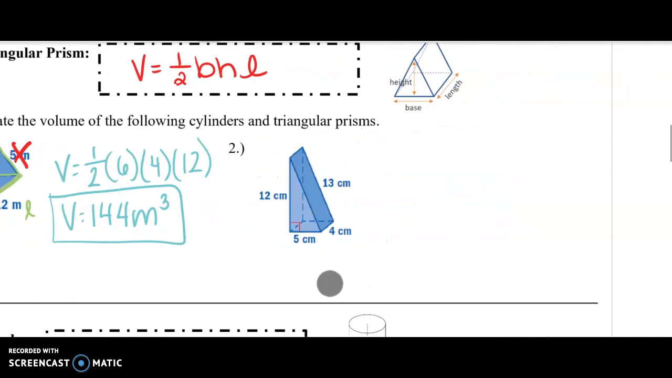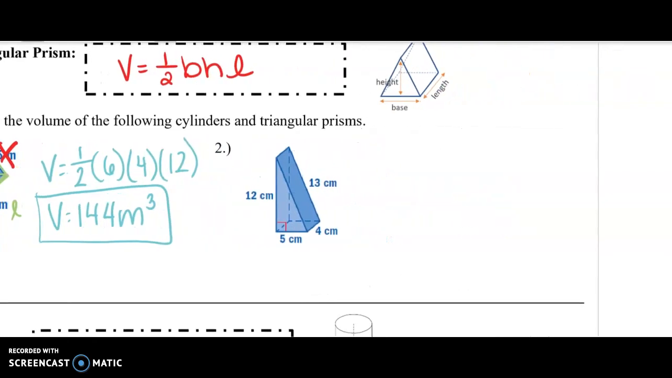So let's look here at number 2. Okay, so your first triangle is this piece right here. Your back one is that one there. So your base is the 5 centimeters here. Your height is always perpendicular to your base, so that's how we know it's 12. And then my length is the distance between the two triangles, so that's 4. Again, they're giving us 13 to throw us off. That is not any of the information that we need.